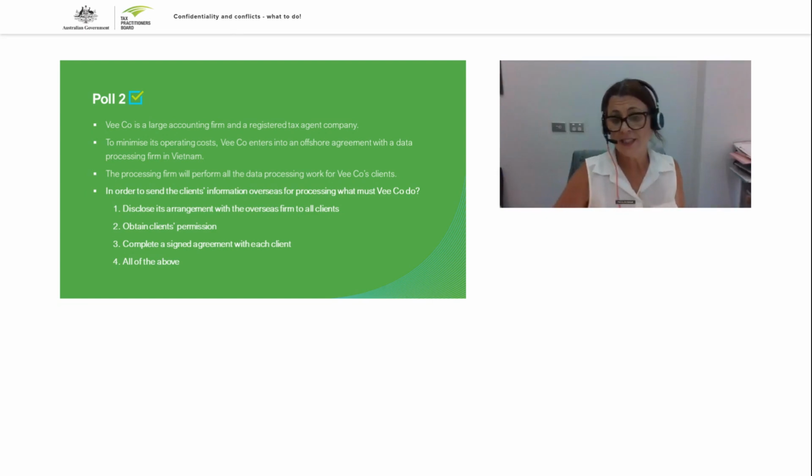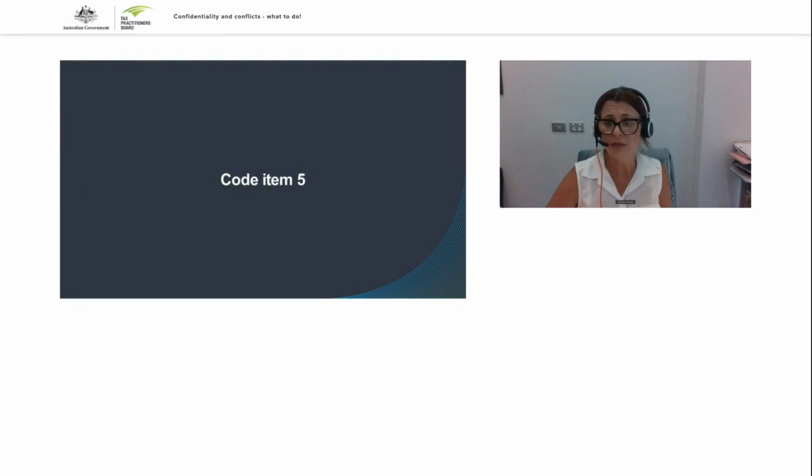Okay. So in this situation, to comply with the obligations, VCO should absolutely disclose the offshore arrangements with all their clients. They need to obtain their clients' explicit permission to disclose the information and complete a signed agreement with each client. So answer option 4, all of the above, was the right answer in this case. So it's really important to remember that VCO will have primary responsibility for the provision of the relevant tax agent services, including the data processing work, which is being undertaken by the offshore company. So the responsibility is still theirs.